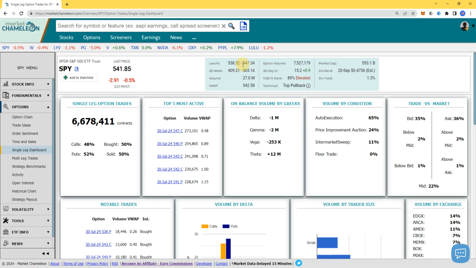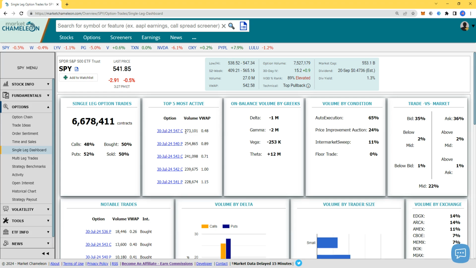Did we get the 547 call right here? Again, you don't know. This was the high, but you don't know if it was more call buyers or sellers. According to this, it was 50-50. And the low was the 540 put, and we got to 538. That's interesting. That gives you an idea what you can play around with.